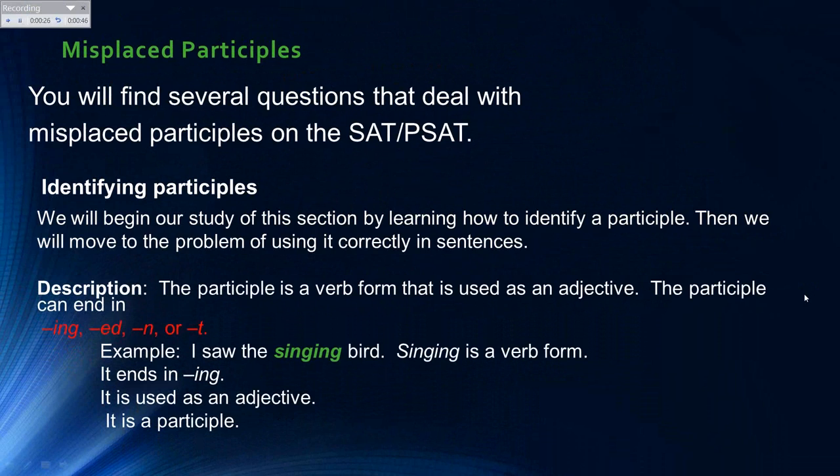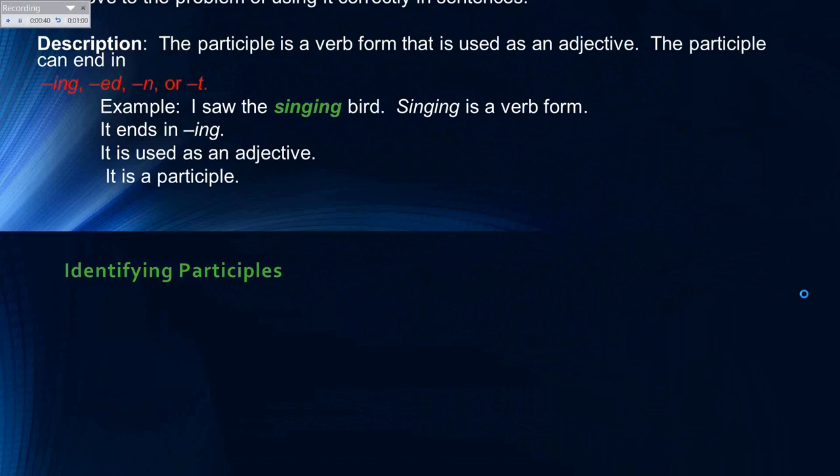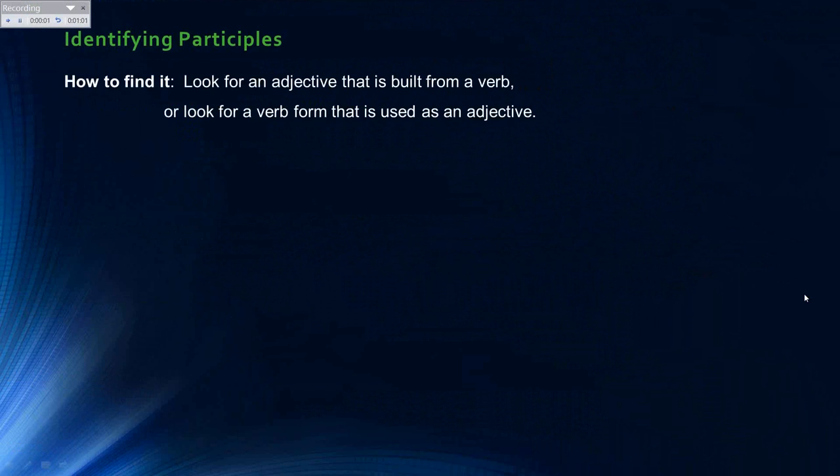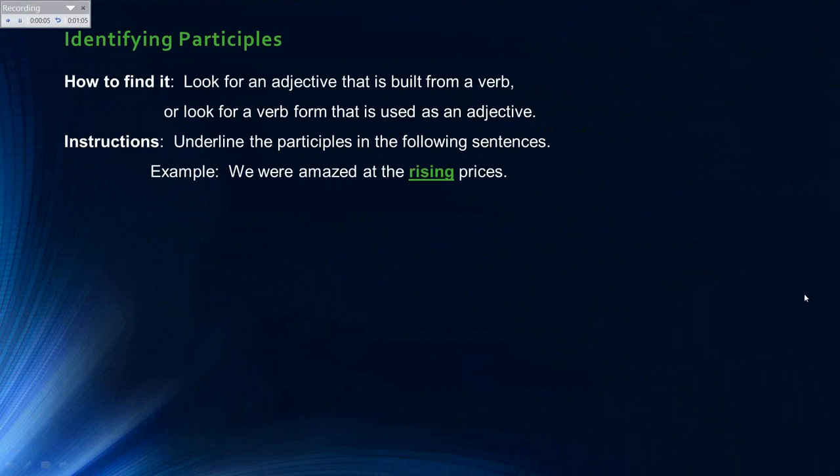We have an example. I saw the singing bird. Singing is your participle. It is a verb form. It ends in ing, and it's used as an adjective modifying bird, and that makes it a participle. So we're going to see about trying to identify all the participles here. Just look for the rules.